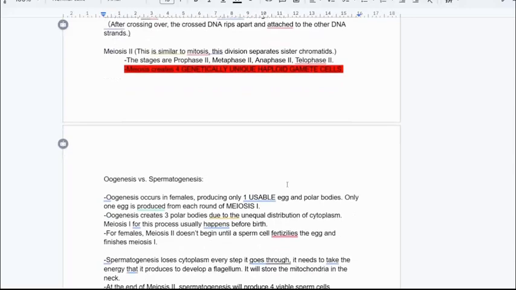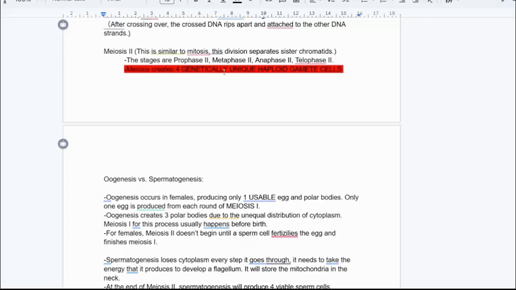And then we have oogenesis and spermatogenesis. Basically, that's creating sperm and eggs. So oogenesis occurs in females. We produce only one usable egg and polar bodies. So basically, when we get to meiosis 2 and create these four genetically unique haploid gamete cells, we do create four, but only one of them is a usable one.